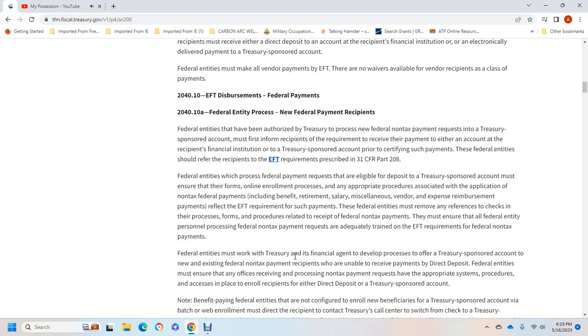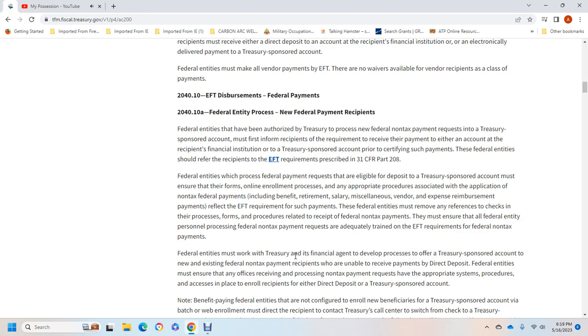Federal entities which process federal payments required to be eligible for deposit to a Treasury-sponsored account must ensure that they reform their online enrollment processes. Any appropriate procedures associated with the application for a non-federal tax payment, benefit, retirement, salary, or miscellaneous vendor expense reimbursement payment must reflect the electronic funds transfer requirements, and remove any reference to checks from federal forms and procedures related to the receipt of federal non-tax payments.